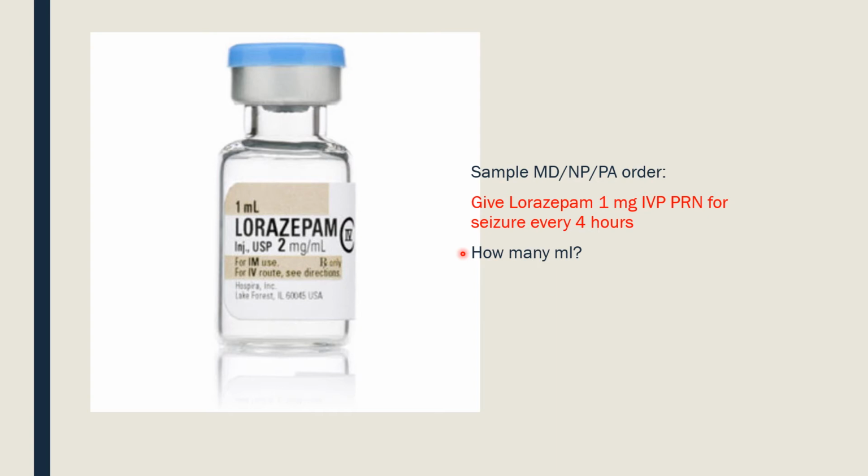So think it through. As you can see here, the given vial is 2 milligrams per ml. So it means in every ml there's 2 milligrams. So if you only need 1 milligram, then you only need 0.5 ml, right? I hope you got the same answer.